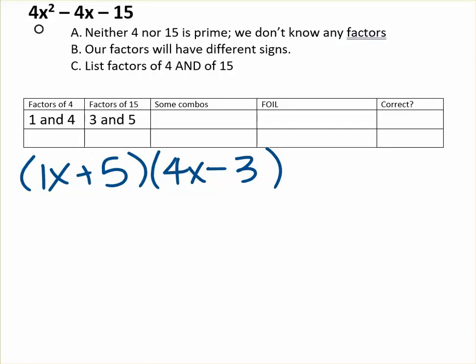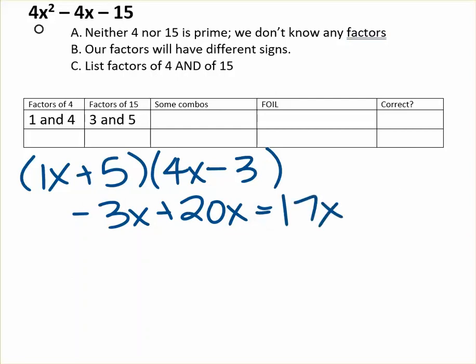Okay, so now when I FOIL, I'm going to end up with 1x times 3 is negative 3x plus my middle, 5 times 4, that's 20x. I'm going to get 17x. That's really big. Kind of feeling like that 4 gives me pretty big numbers. I'm going to guess that the 1 and 4 is not going to work. So let's try some different factors of the 4x squared.